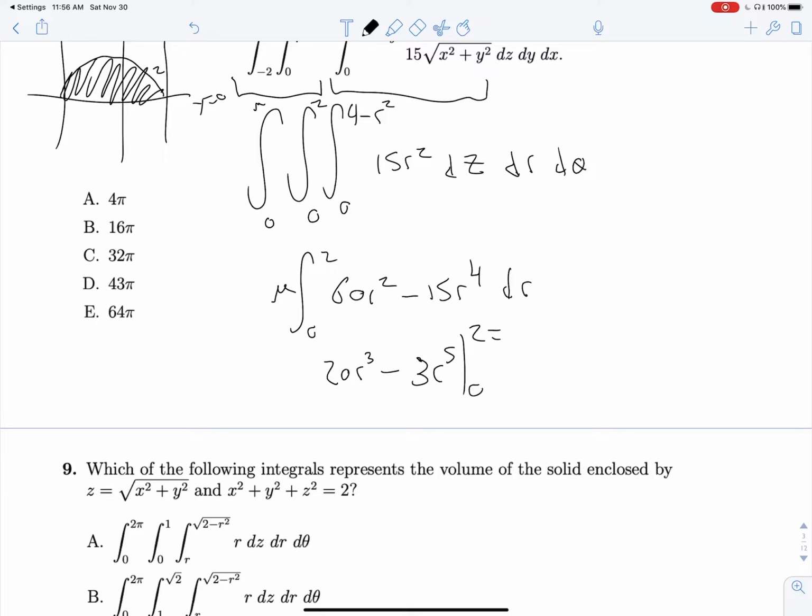This will give us, well, 20 times 8 minus 3 times 32, which is going to be 160 minus 96. And this is going to give us 64, which multiplied by the pi that we had sitting out here will give us our 64 pi, which is our answer.